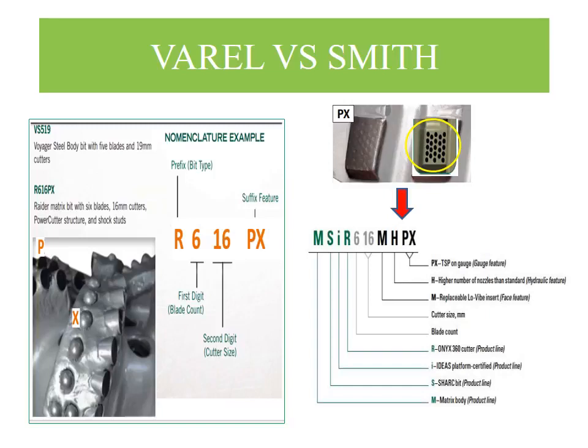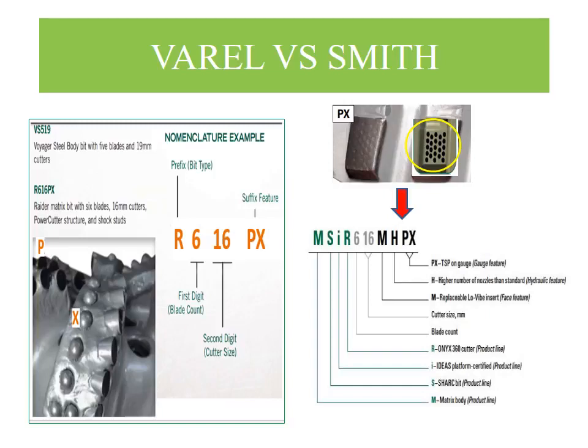This example, which compares 2 bits, one from Varel and the other from Smith, clearly shows the importance of getting familiar with the system followed by every specific company. Although those 2 bits have the same letters, the meaning of each letter is different. For example, R for Varel is for the Raider product line, while R for Smith is for the Onyx 360 revolving cutters.